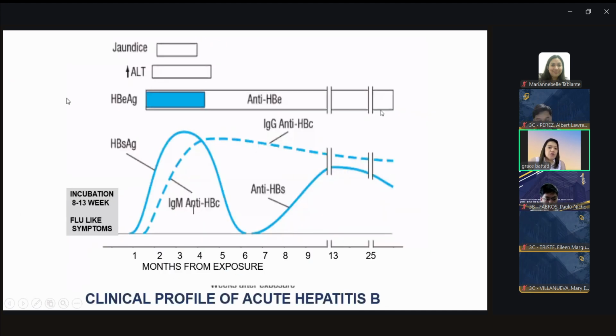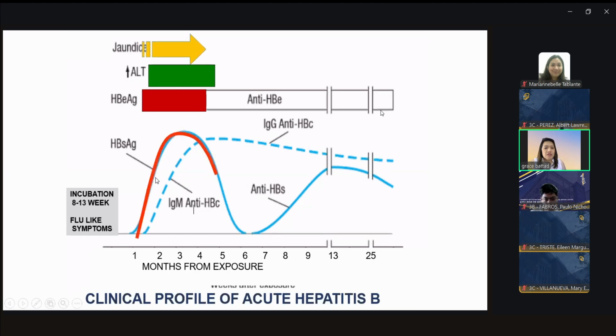If you have a patient who has flu-like symptoms 2 weeks prior, although there is already an incubation of 8 to 13 weeks for hepatitis B, later on producing jaundice, and you ask for your hepatitis liver enzymes, they would be elevated. The markers that you will be asking during this phase of acute infection would be your HBe antigen, your surface antigen, and the IgM. If you did that, your patient is in the acute phase of hepatitis B.